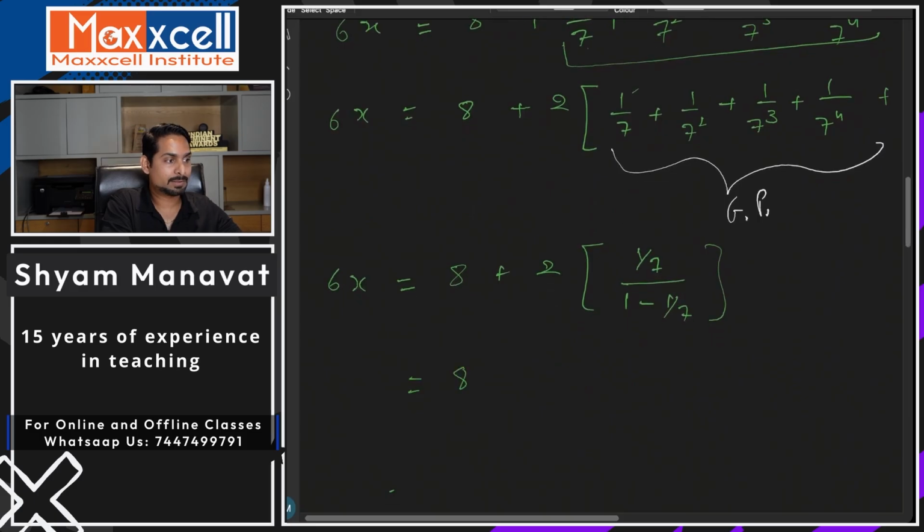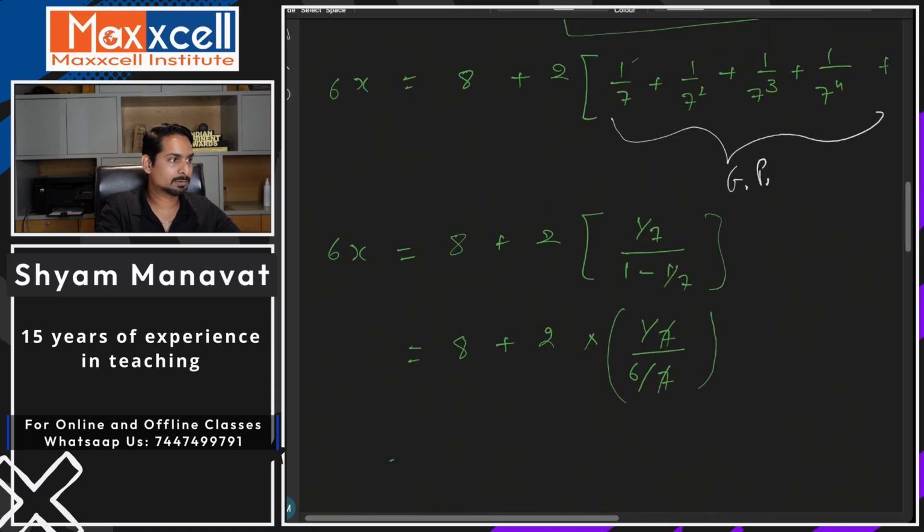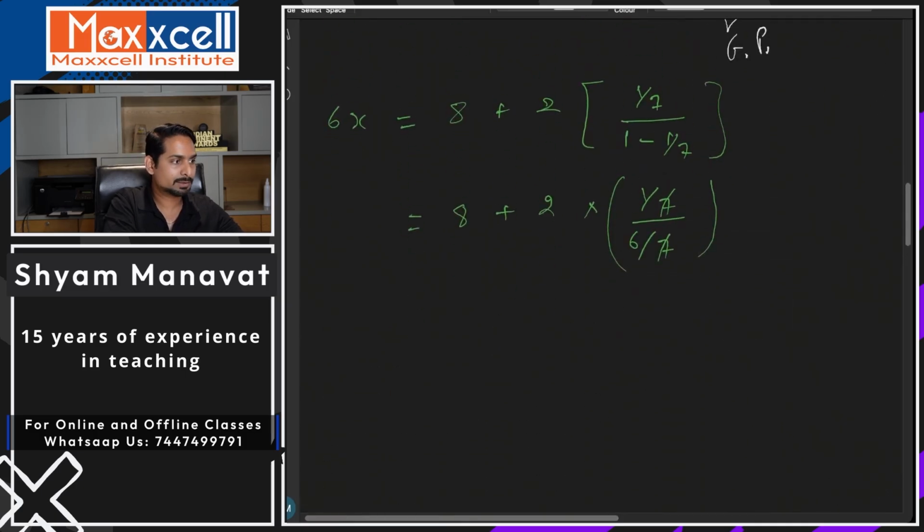Simplify this further, what do you get? 8 plus 2 into 1 upon 7 by 6 upon 7. The 7 by 7 cancel, so you got only 1 upon 6 there. Now what do you do next? You say that 6x is equal to 8 plus 2 into 1 upon 6, which is 1 upon 3.